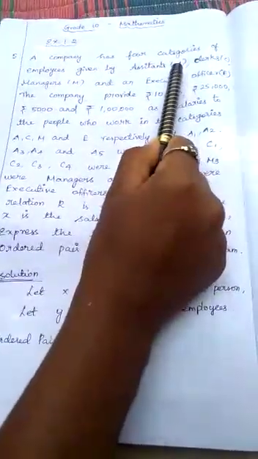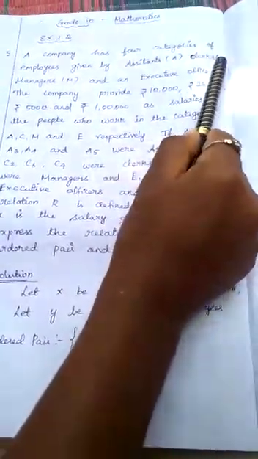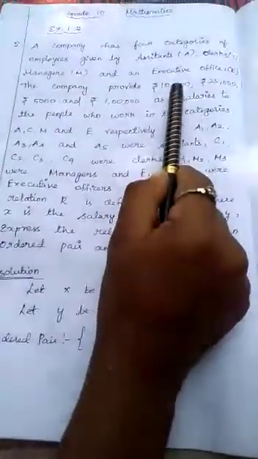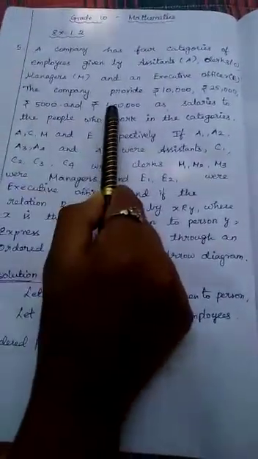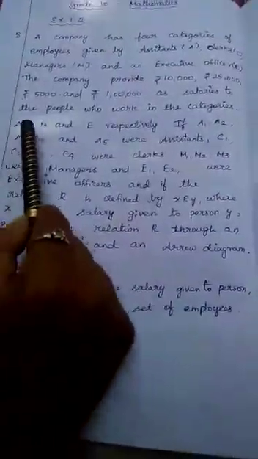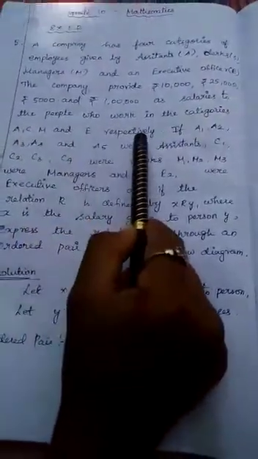Now the last sum in this exercise, fifth sum. A company has 4 categories of employees: assistants, denoted by capital A, clerks, denoted by capital C, managers, capital M, and executive officers, capital E. The company provides rupees 10,000, rupees 25,000, rupees 50,000 and rupees 1 lakh as salaries to the people who work in these categories, respectively.